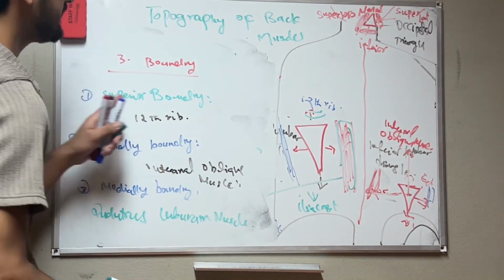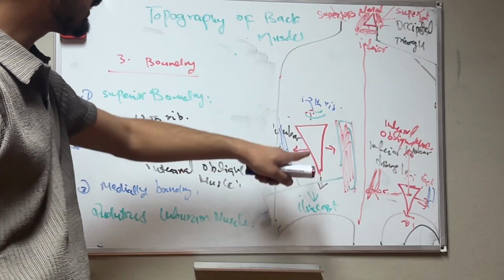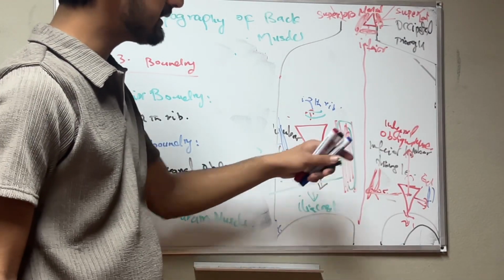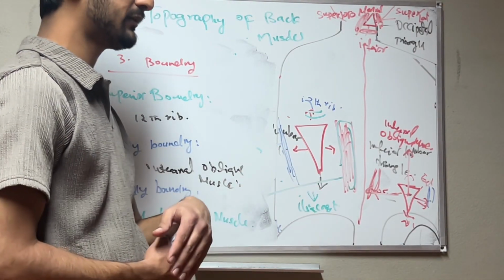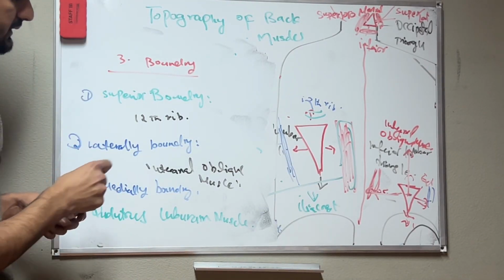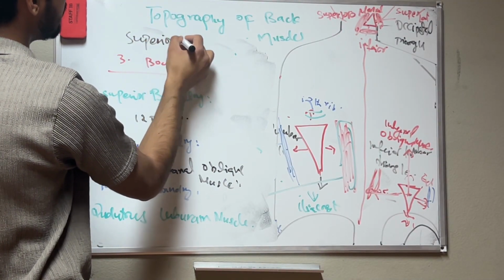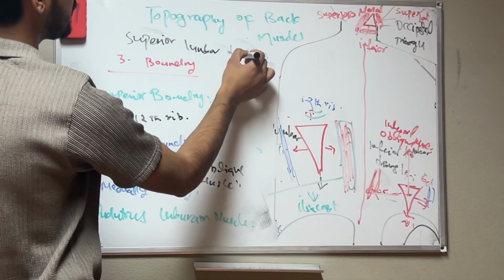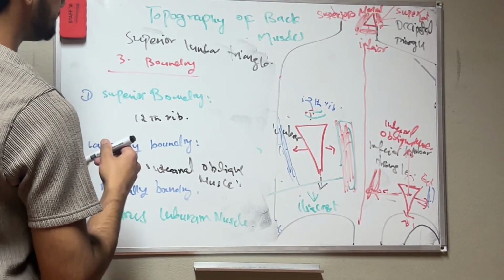These are the boundaries of the superior lumbar triangle: the superior boundary is the 12th rib, the lateral boundary is the internal oblique muscle, and the medial boundary is the quadratus lumborum muscle. Okay, this is the superior lumbar triangle. In the lumbar region we have two triangles in the back muscle: this is superior and this is inferior.